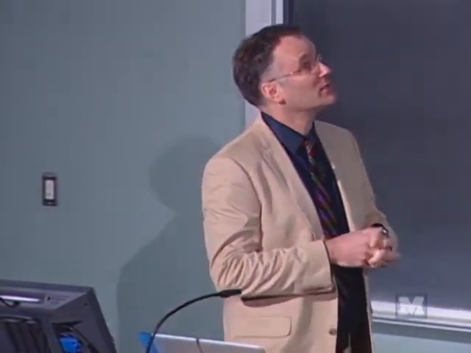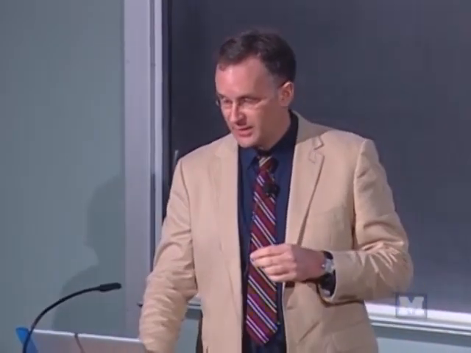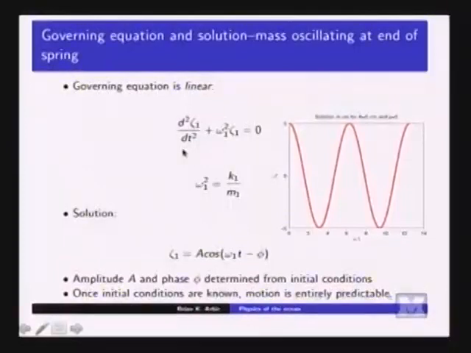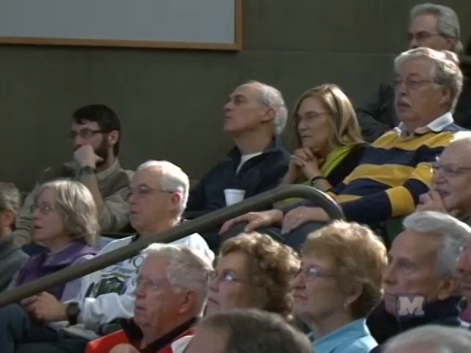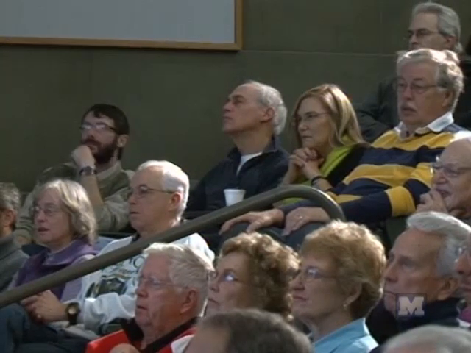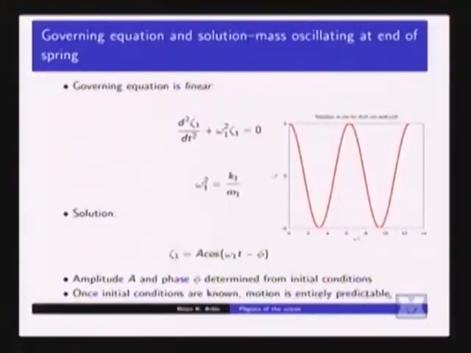So the governing equation for a simple harmonic oscillator is linear. It's two time derivatives on the position. If you take the time derivative of the position, you get velocity. And if you take the time derivative of the velocity, you get acceleration. And acceleration multiplied by mass gives you a force. So this term here is the acceleration in Newton's second law. Two time derivatives, that's the d squared dt squared, on the position zeta 1.